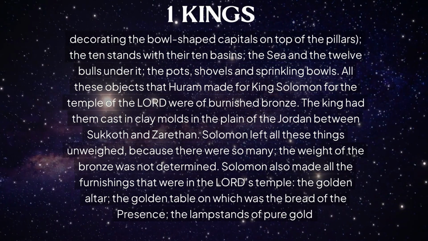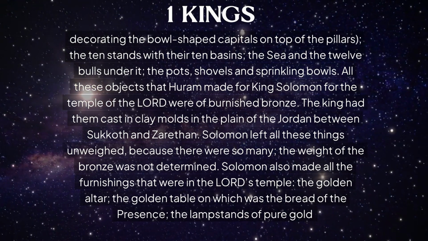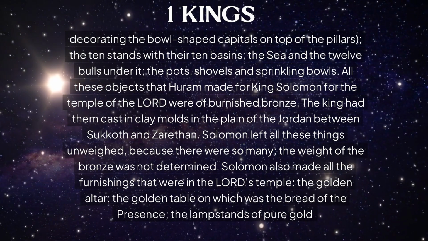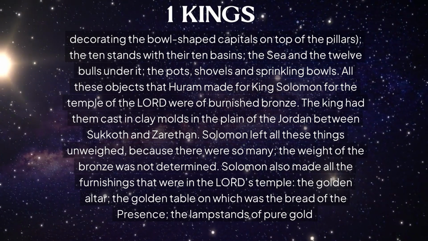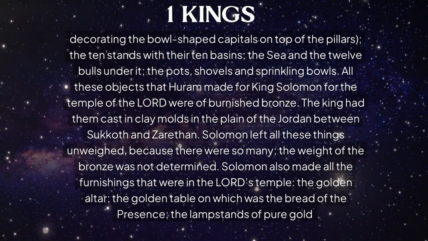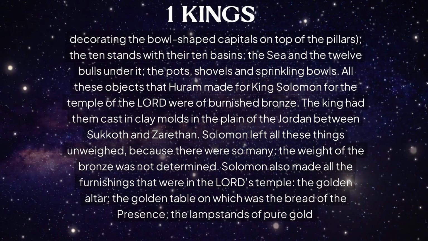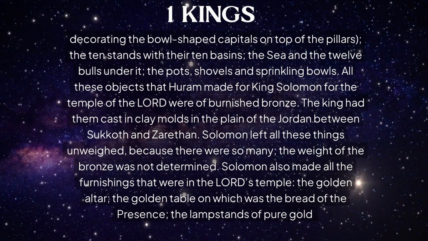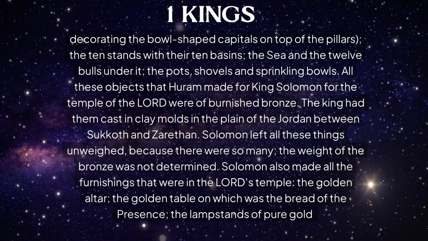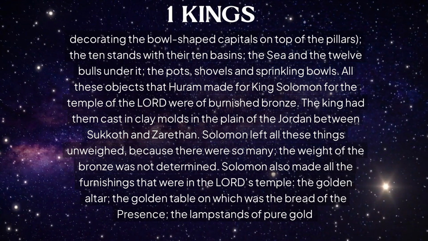All these objects that Huram made for King Solomon for the temple of the Lord were of burnished bronze. The king had them cast in clay molds in the plain of the Jordan between Sukkot and Zarethan. Solomon left all these things unweighed, because there were so many; the weight of the bronze was not determined.